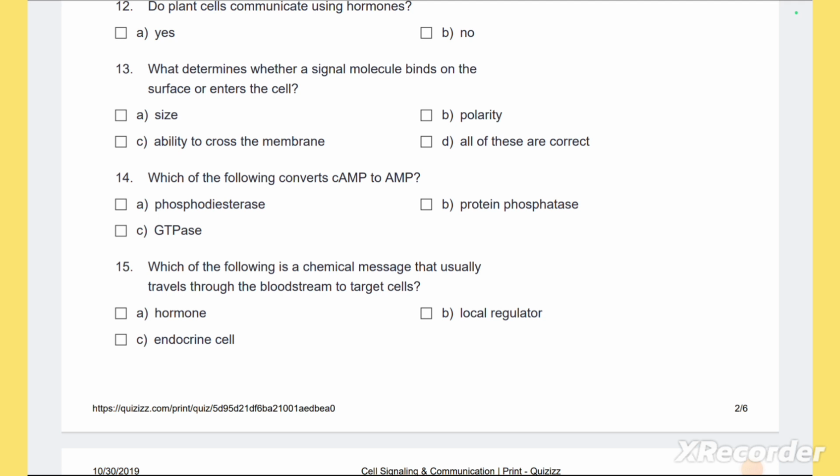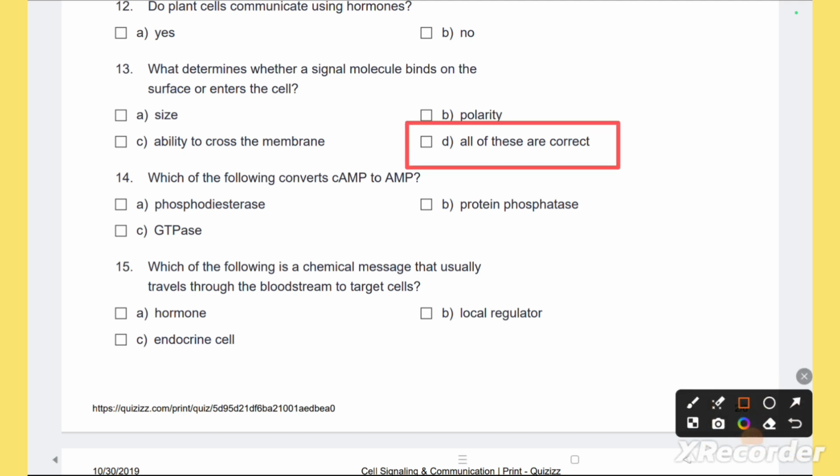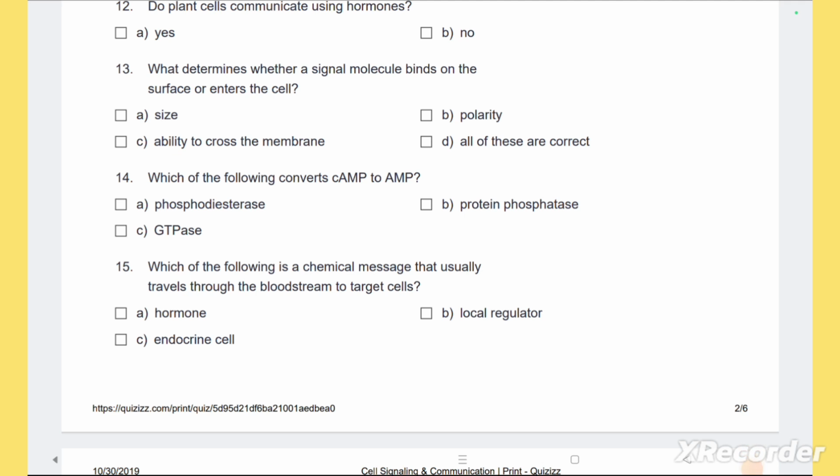Option A, size. Option B, polarity. Option C, ability to cross the membrane. So basically the answer of this question is D, all of this. It depends on the size as well as polarity as well as ability to cross the cell membrane.